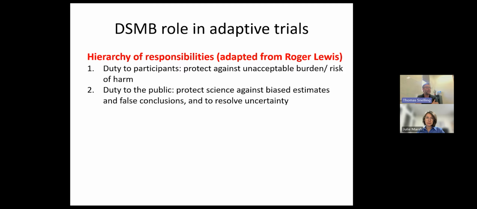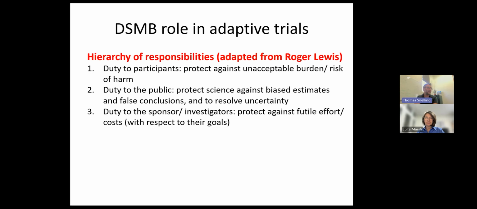The second responsibility of the DSMB is the duty to the public, and that is served by protecting the science, protecting against biased estimates, protecting against false conclusions, and also, where possible, resolving uncertainty.